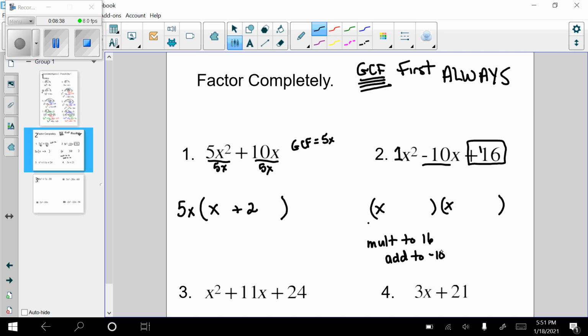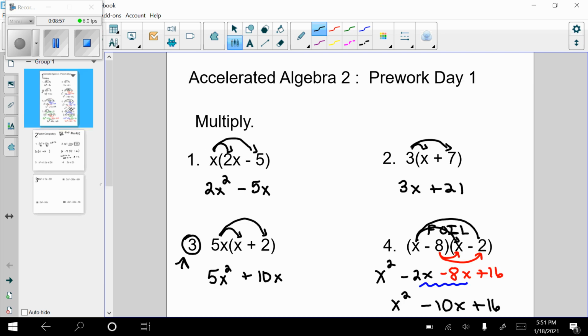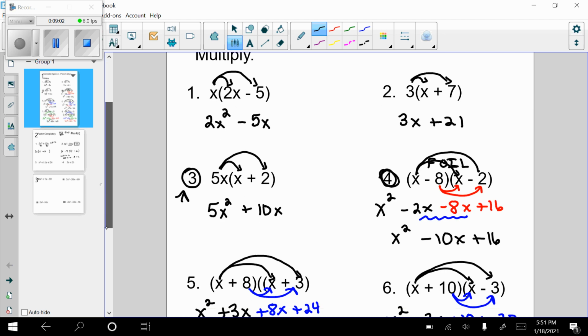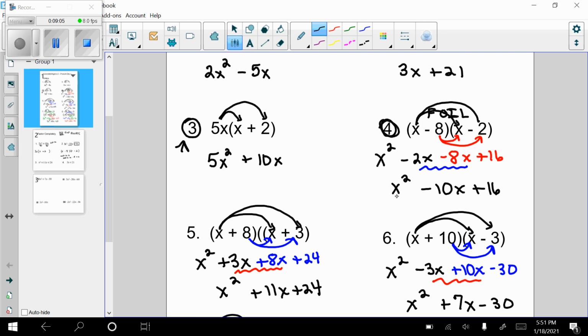So if you think about your factors of 16, that's going to be an 8 and a 2. And in order to get the negative when I add them, they both have to be negative. So I end up with a minus 8 and a minus 2. So again, if you look backwards, you see number 4 here. Here's where I FOILed it. I ended up with x squared minus 10x plus 16. When I factor it, I simply go backwards, and I end up with the product of 2 binomials.